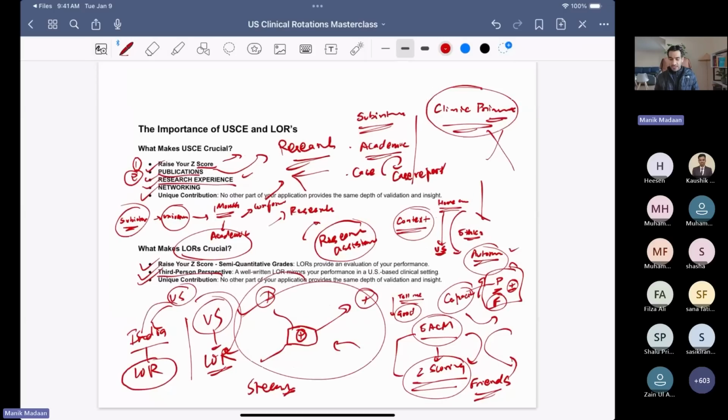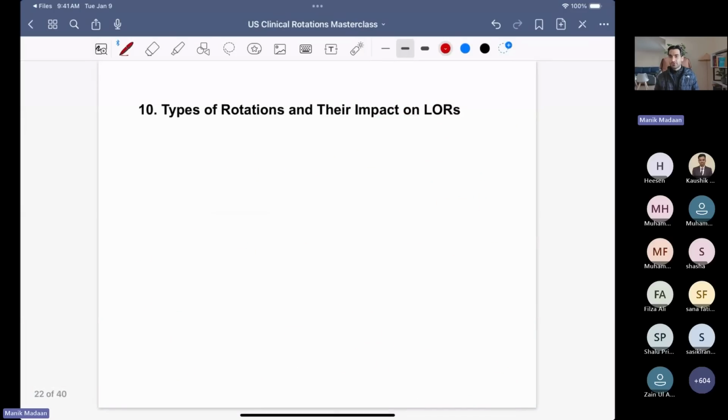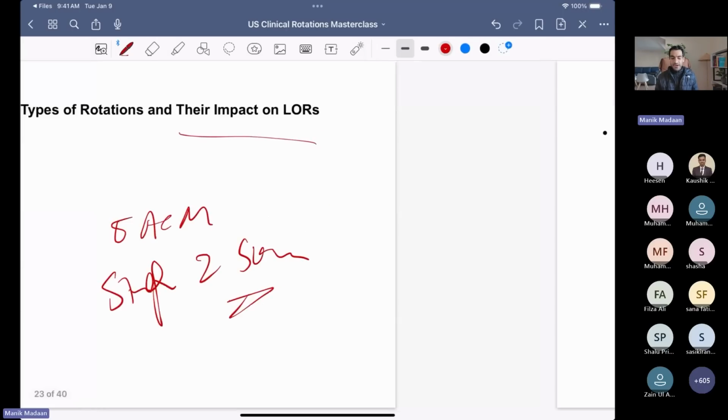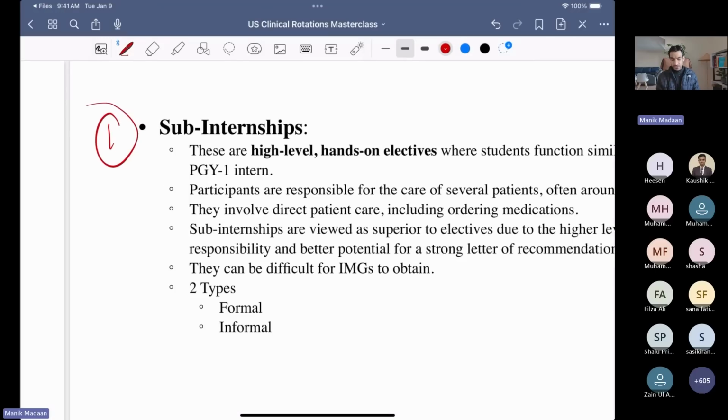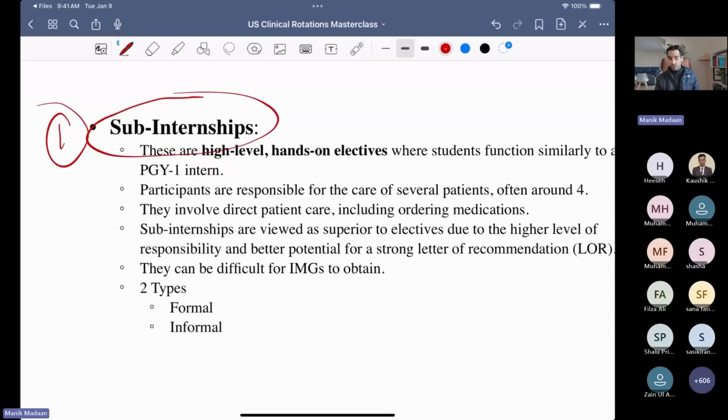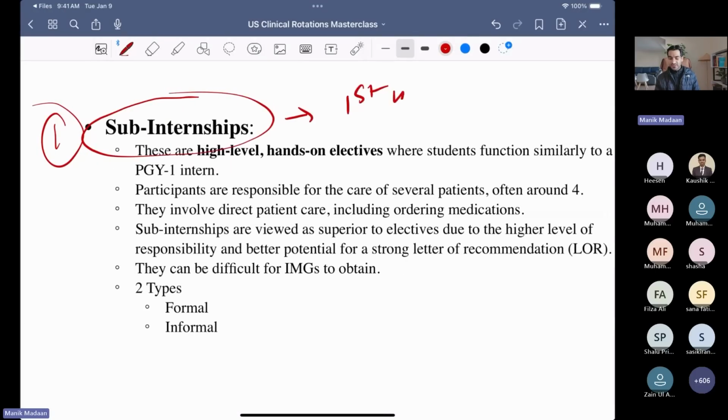with that independent thinking before we go into the types of rotations and their impact on LORs. Because now you know the why, now you know the ERAS holistic model, now you know Step Z scoring. All of this that I'm going to go into will make sense. So let's go into the most important of clinical rotations. The first one is sub-internships. These clinical rotations are equivalent to working as a first-year resident in the US.